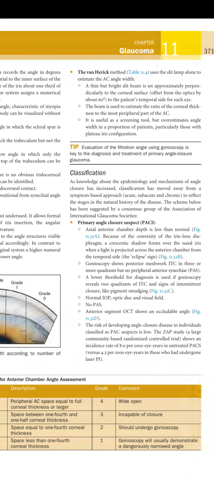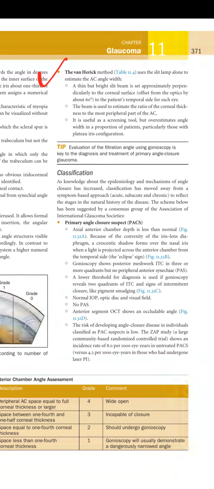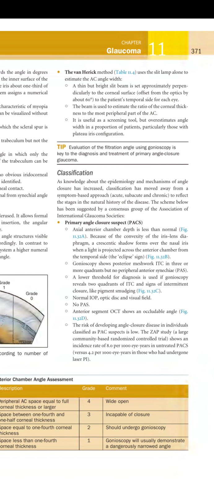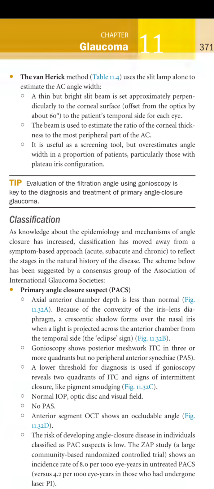Next is the van Herick method. The van Herick method is basically used to assess the AC depth. So how much is the AC, shallow or narrow, and what is the significance? It uses the slit lamp alone to estimate the AC angle width, and basically the depth of the AC will tell you whether the angle is closed, narrow or open.